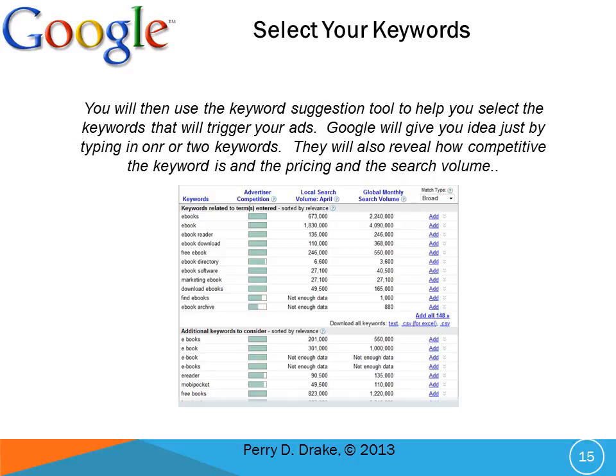Again, you will then also use that Google keyword suggestion tool that I showed you earlier to help you select keywords that are going to trigger your ads. So you'll type in some that you think you want to use. Google will then spin off and show you other related words that other people search for. Again, as I said, it will give you information about how competitive it is, the pricing and the search volume to help you decide if you want to include that in your campaign or not.